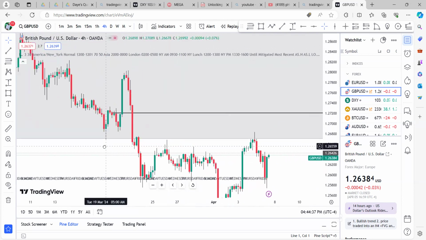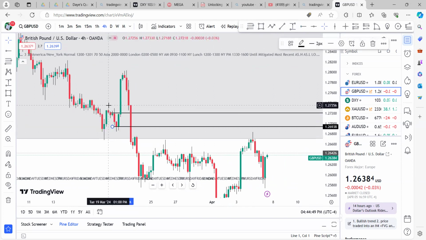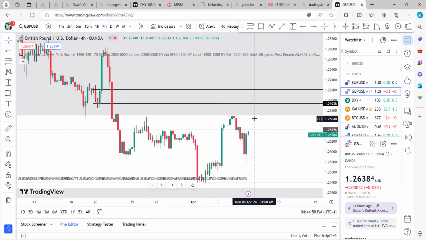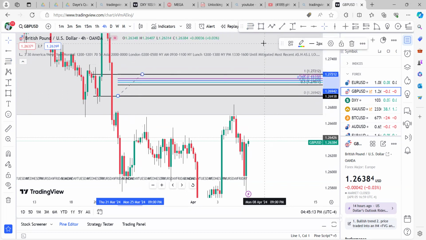Remember, you can even classify this as a breaker. We didn't take out this one, so it's probably a mitigation block. This has relative liquidity above it, so price can trade into them. And then let's look at the midpoints of these. That will be a nice opportunity.